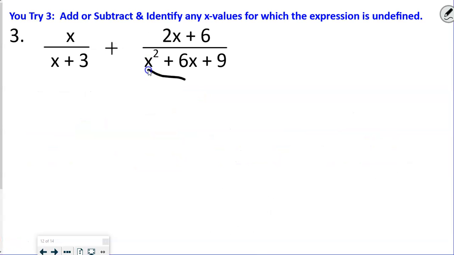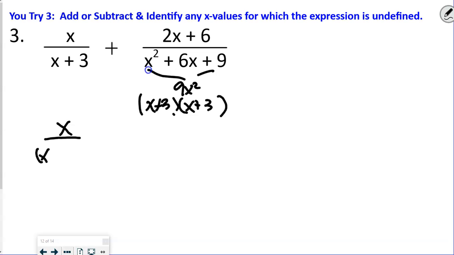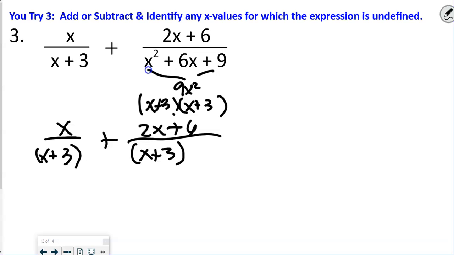All right, so this time we're going to factor this one, and that gives me a 9x squared, right? So we've got x. So what are the factors of 9 that when added together give you a 6, plus 3 and plus 3, right? Okay, so over here we have an x and x plus 3, right? Plus 2x plus 6 over x plus 3 and x plus 3.